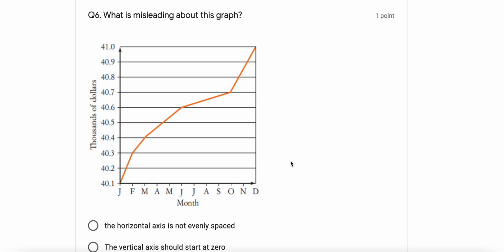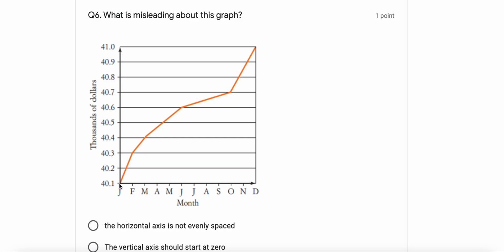What is misleading about this graph? Well, it looks like they made huge profits from January to December, but if we take a closer look at the y-axis, we see that it doesn't start at zero. It starts at $40.1 thousand. So it's already starting really close to $41,000.